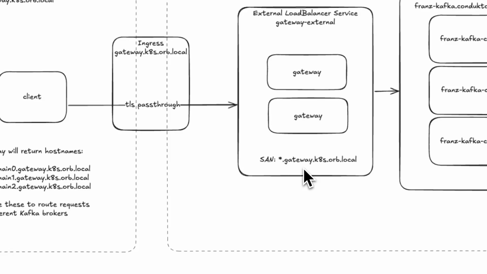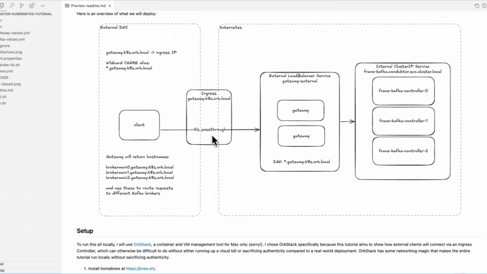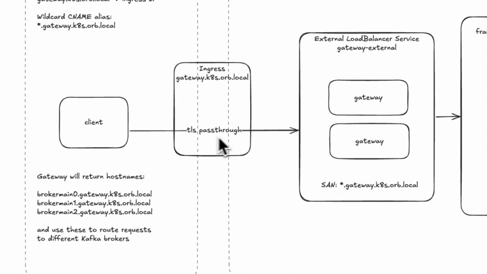And this allows the client to trust Gateway when it presents as a specific Kafka broker. Another important piece is TLS pass-through. TLS needs to go all the way through to the gateway so that gateway can use those SNI headers to route the request to the correct broker.